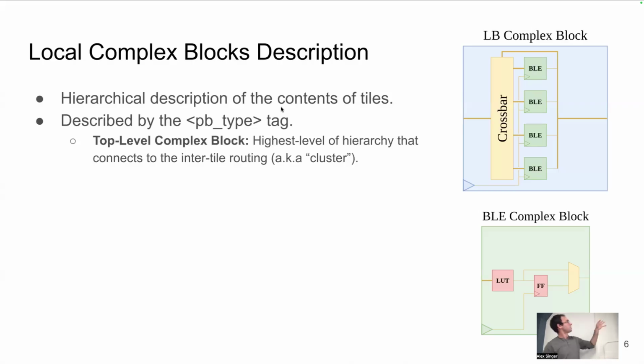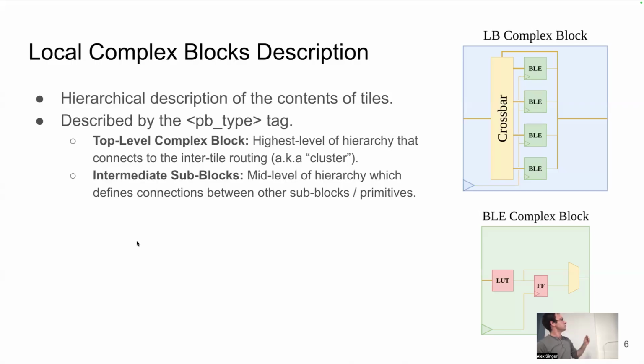So the top level complex block was that. Let me keep going. The intermediate subblocks are the next level in the hierarchy. Remember how I said PB types can implement other PB types? Complex block contains other complex blocks. The ones in between in that hierarchy, we call them intermediate. Again, they're really just logical. We're just trying to create connections between all these blocks.